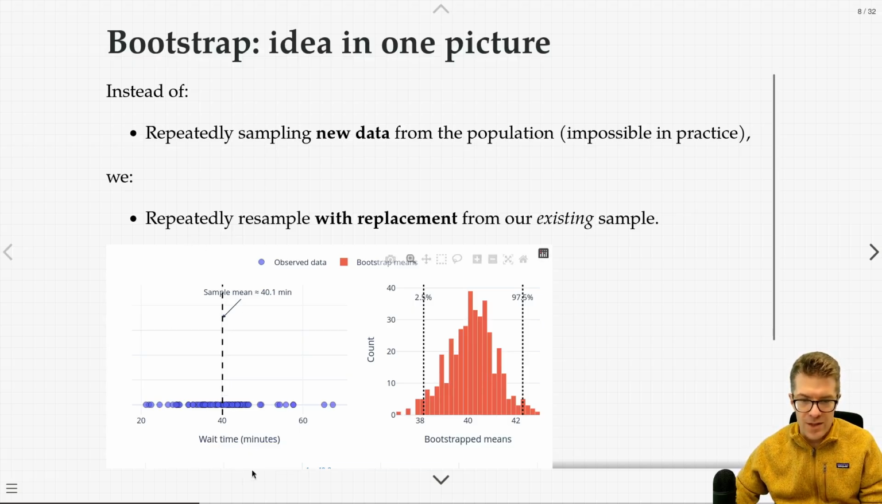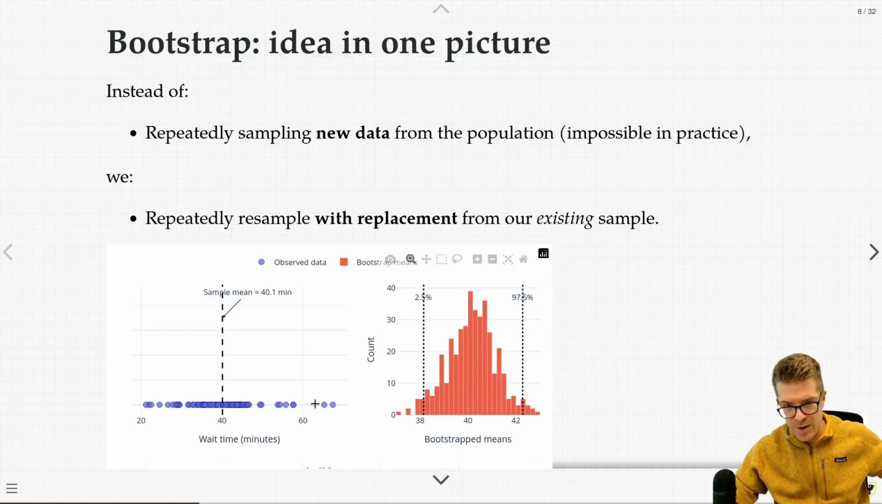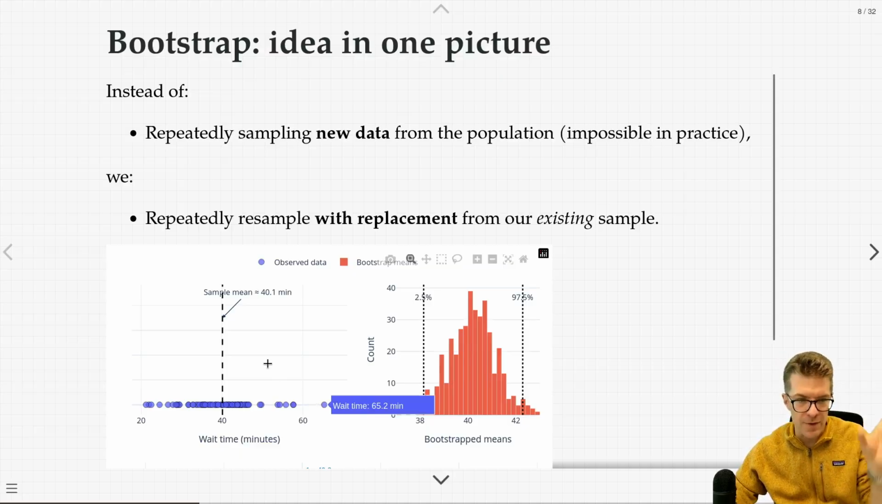And what that looks like is something like this. We have observations of wait times. Each of these blue points represents a patient who came into the emergency room, and across all of these patients we have a sample mean of 40.1 minutes. And imagine if this particular sample here is only some 10% of all of the available data that we collected over the past several months. We get a particular sample mean, which is 40.1.